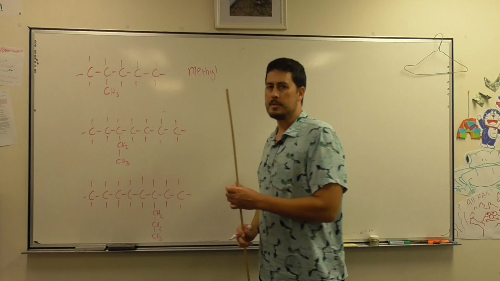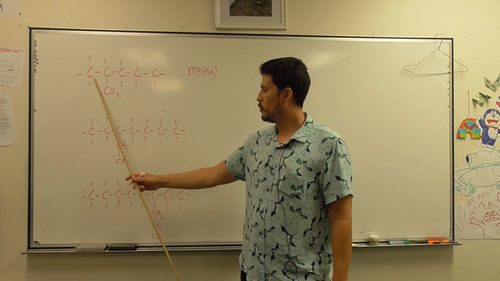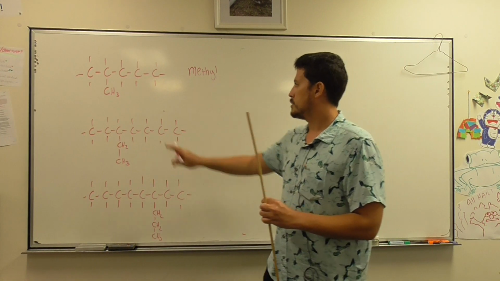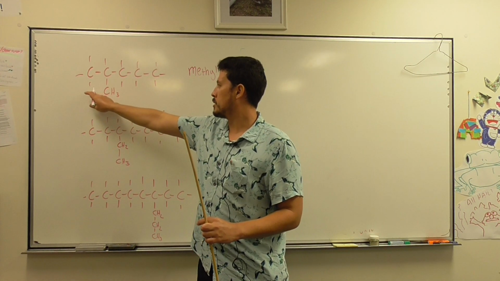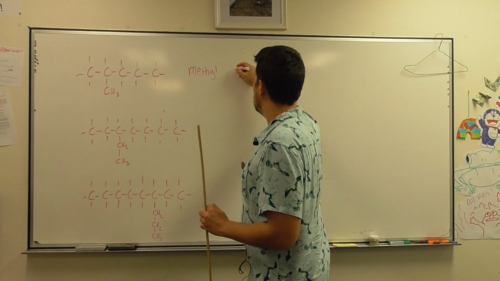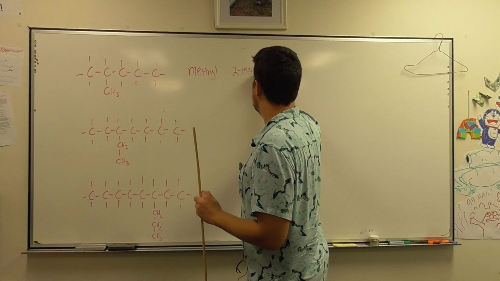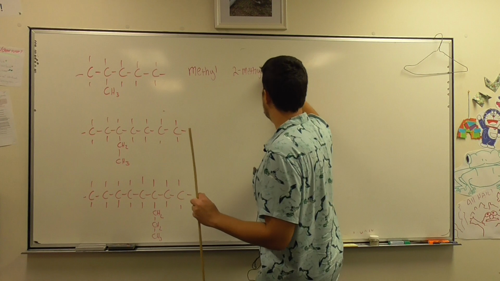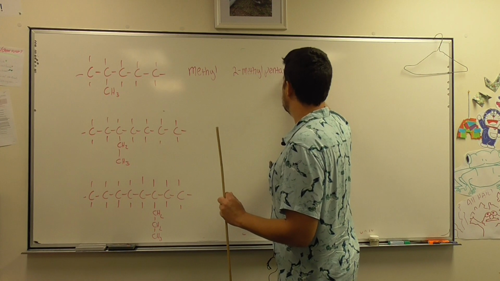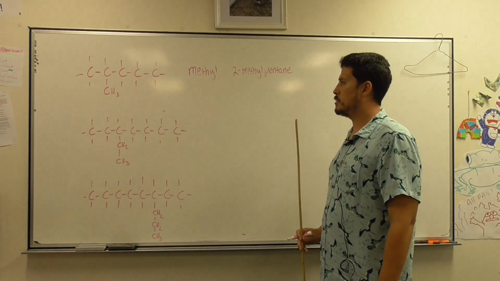Now when we look at this, this is going to be carbon number 1, because that's the carbon that the methyl group is closest to. So as a result, this is carbon number 2 that it's on. So it's going to be 2-methyl, 1, 2, 3, 4, 5, pentane. 2-methylpentane. And that tells us that the methyl group is on carbon number 2.